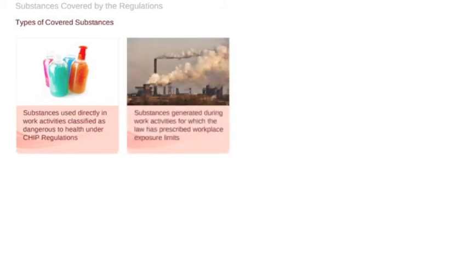COSHH regulations list a range of substances that can be hazardous to health. These include substances used directly in work activities, like cleaning products, that are classified as dangerous to health under CHIP regulations. They also include substances generated during work activities, like fumes, for which the law has prescribed workplace exposure limits.